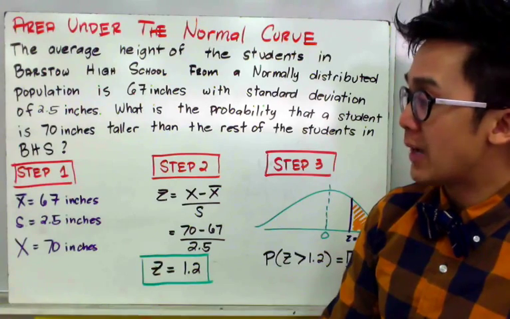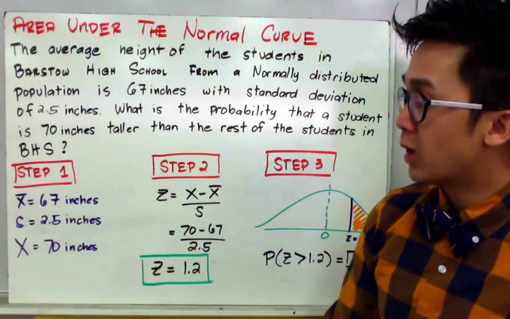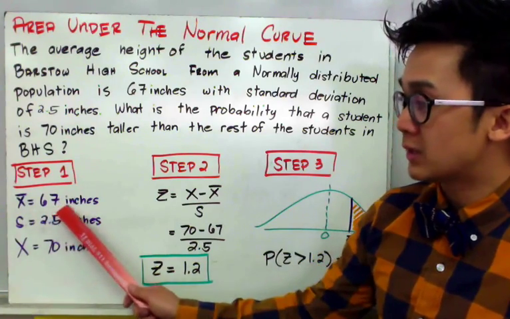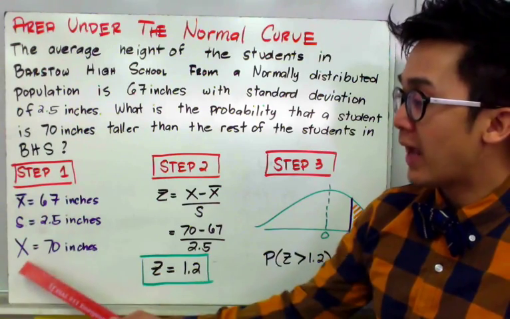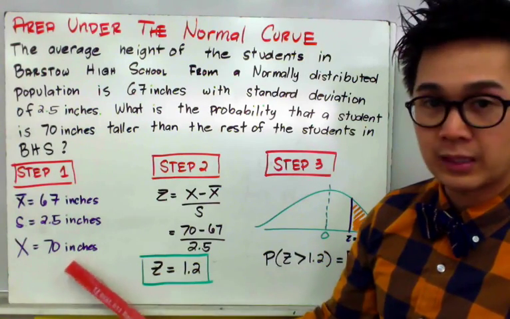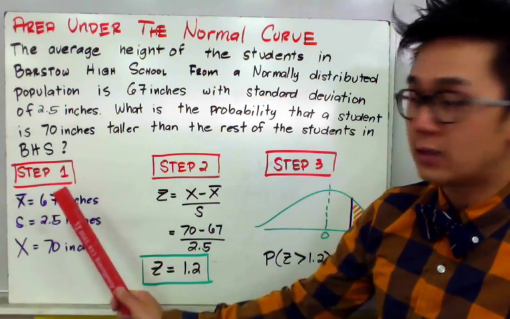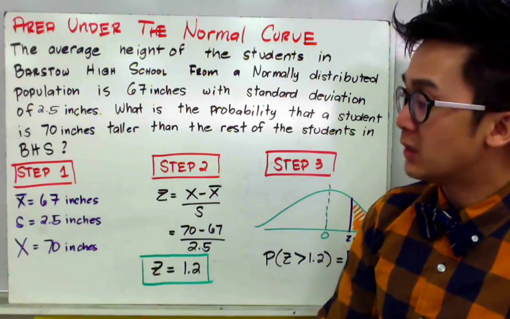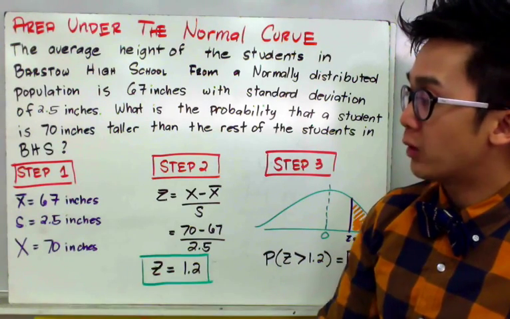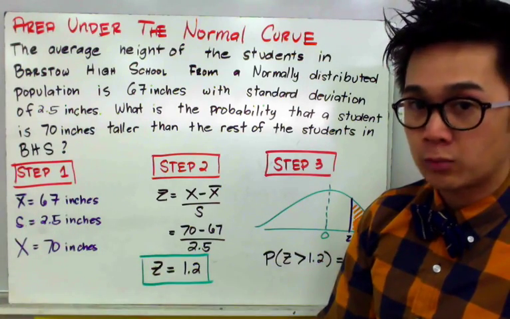The first step is to write out the given numerical values in the word problem. So we have the mean, which is 67 inches, the standard deviation of 2.5 inches, and x, which is equal to 70 inches. Now that we have all our numerical values, we can use the formula for our Z-score so we can standardize the values given in the word problem into a standard normal distribution.